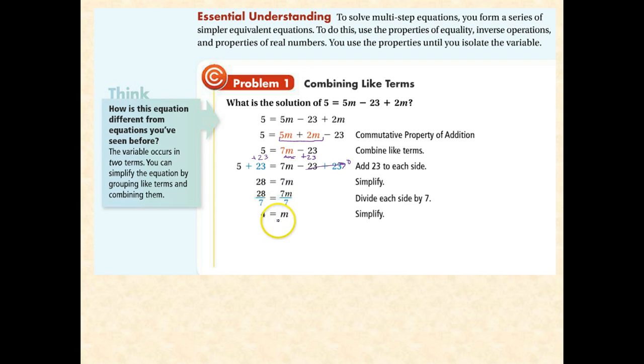Well, let's see. How do you know if that's right? You can always check. Plug it into the original equation. 5 equals 5m minus 23 plus 2m. So let's substitute a 4 in for each m. 5 times 4 is 20. 2 times 4 is 8. So 20 minus 23 is negative 3, and negative 3 plus 8 is 5. So, bada boom, bada bing, we got the right answer. Congratulations to us.